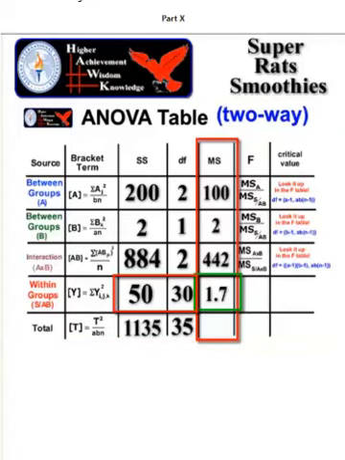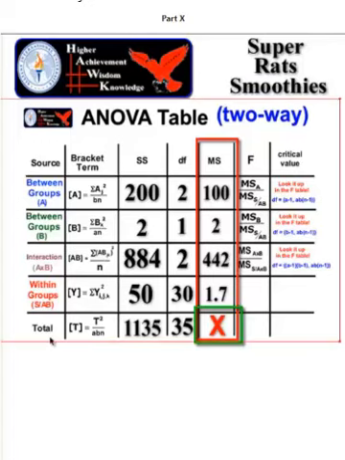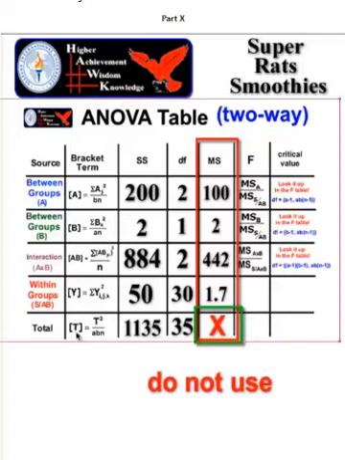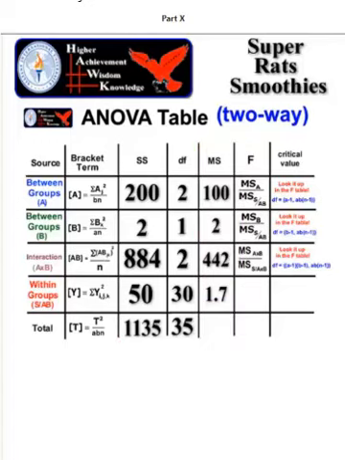And in the total, we don't use, okay? We never figure out the total mean squares. It really doesn't make any sense. We just skip it there. So we no longer fill out anything on the total column here. But now we know the mean squares. We know not to use the total mean square.